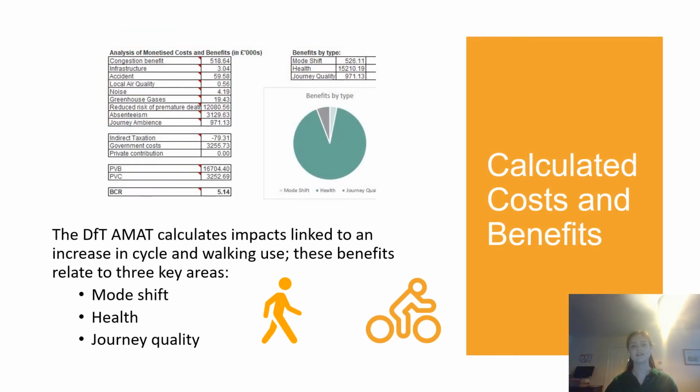The analysis of monetized costs and benefits spreadsheet presents the calculated costs and benefits related to cycling and walking. The range of potential benefits of cycling and walking schemes considered within the AMAT include mode shift, health improvements, and journey quality. The BCR is simply the present value benefits divided by the present value costs.